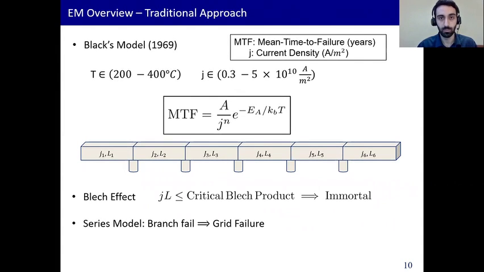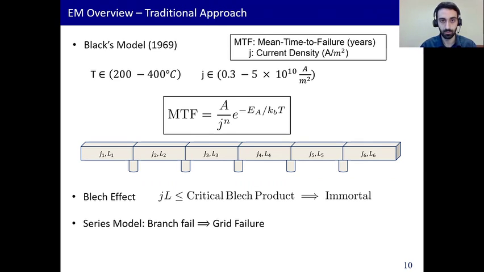The traditional approach for EM checking has been to use Black's model, which dates back to 1969. It is an empirical model that relates the mean time to failure, or MTF, of an isolated branch to the density J of the current flowing inside that branch. The terms A, EA, and the exponent N are determined experimentally under accelerated testing conditions.